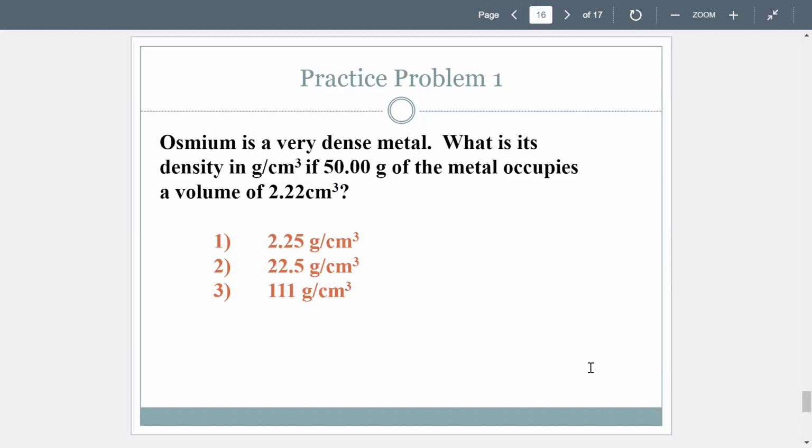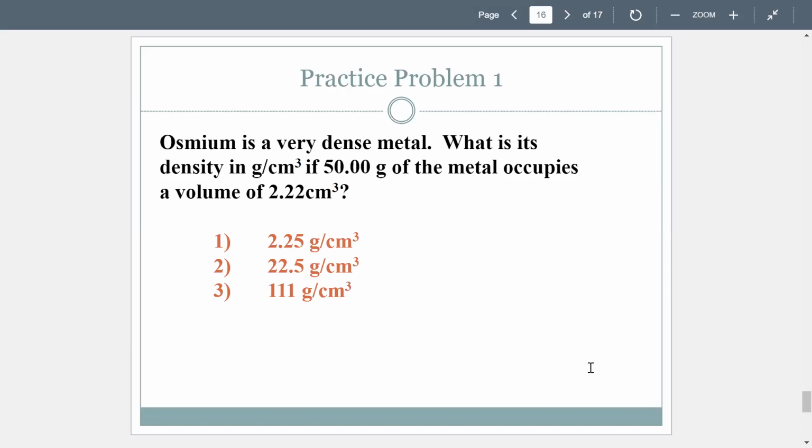All right, so it has 50 grams. What kind of measurement is that? So you're going to write that down. Is that mass or volume? And that occupies a volume of 2.22 centimeters cubed. So I write that down as well. Now, you've got your 2 values. What is your equation? What's the formula you're going to use?